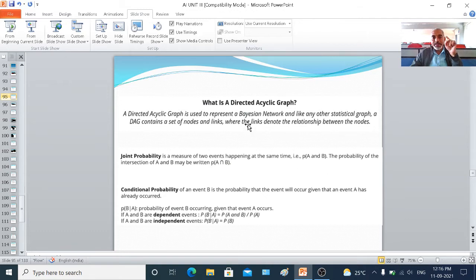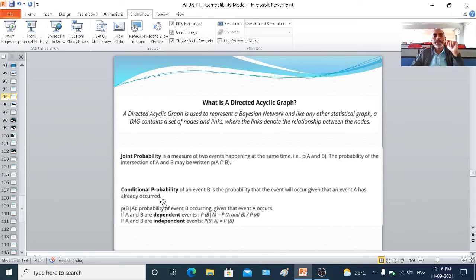So what do you mean by a directed acyclic graph? You might already have studied it in your previous semester. A DAG, or directed acyclic graph, is used to represent a Bayesian network, and it is like any other statistical network or graph or diagram. It consists of a set of nodes and links, where a link denotes the relationship between the nodes. Now, what type of probabilities are you going to associate with these nodes? Either you will have a joint probability, or a conditional probability, or sometimes, depending upon our examples, even some events may be completely independent from the others.